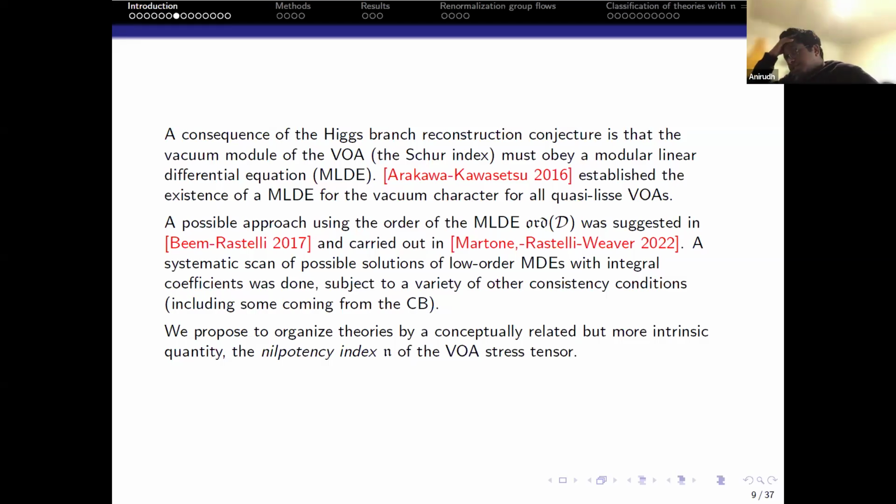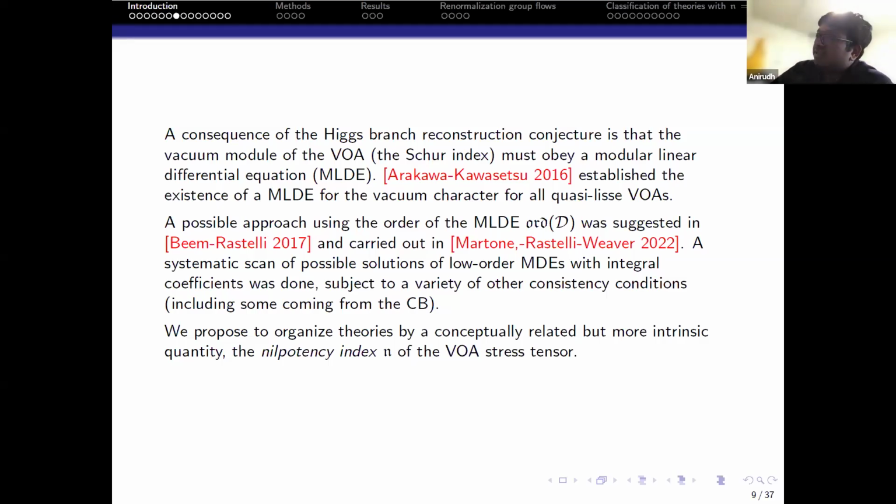As a consequence of this Higgs branch reconstruction conjecture, the vacuum character of this VOA actually solves a modular linear differential equation. If you don't know what the MLDE is, it's not really important today, but you can think of it as some differential equation formed out of modular forms. And the Schur index actually solves such a differential equation as a consequence of this Higgs branch conjecture.